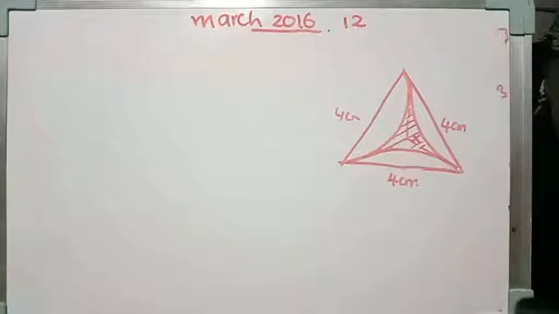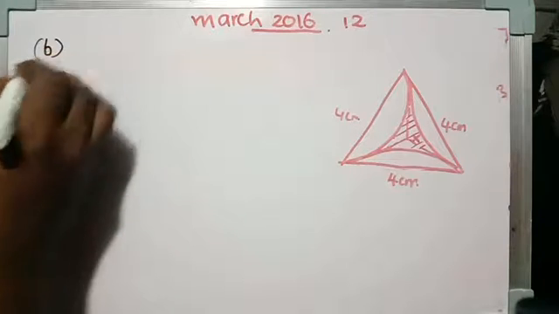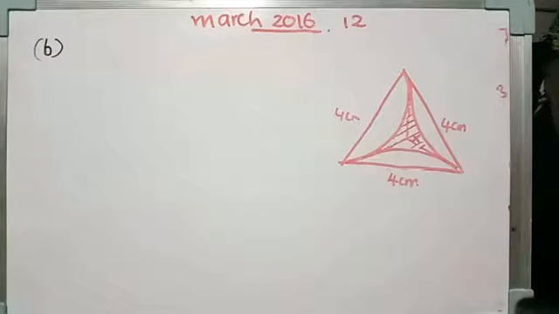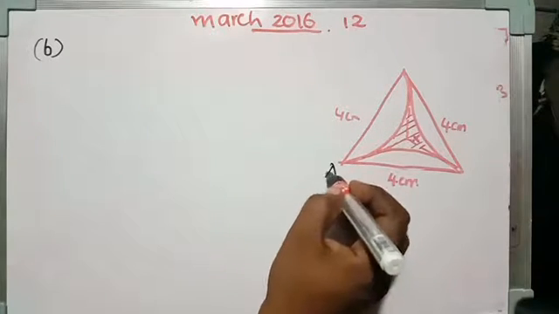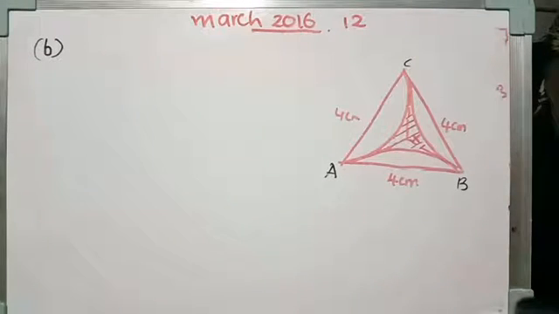So when we go through the next part of this question, that is when we go through question B, here an equilateral triangle is given. ABC is an equilateral triangle of side 4 centimeter.